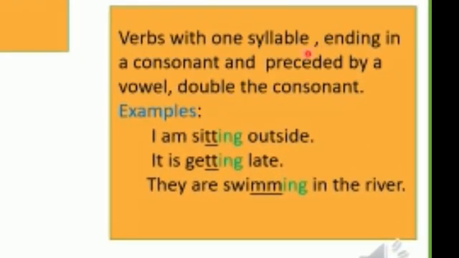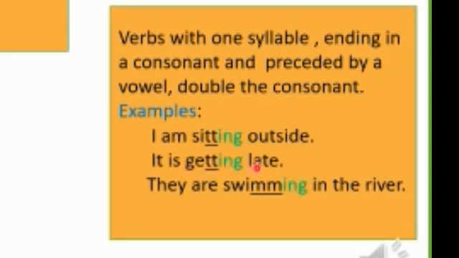Verbs that consist of one syllable and end in a consonant, and before the consonant we have a vowel letter, so verbs that end in a consonant and are preceded by a vowel letter. Here we have to double the consonant. For example, the verb sit, I am sitting outside. The verb is sit, S-I-T, so it ends with T, which is a consonant letter, and before T we have I, which is a vowel letter, so here we have to double the last consonant letter.